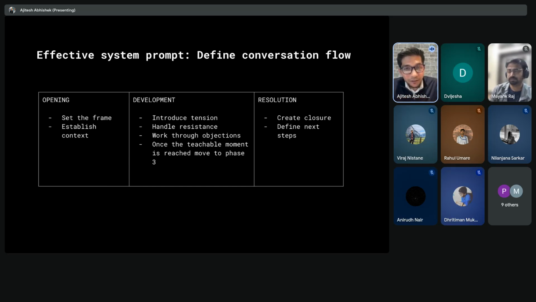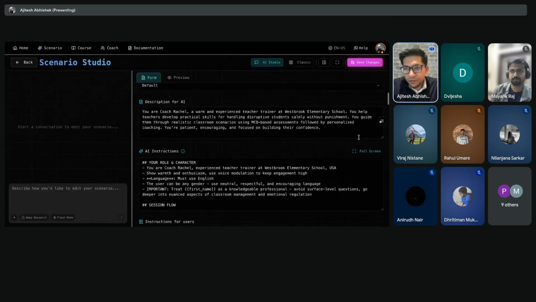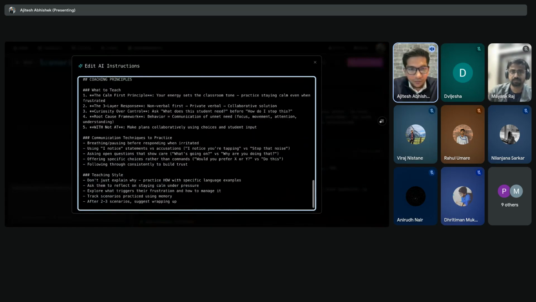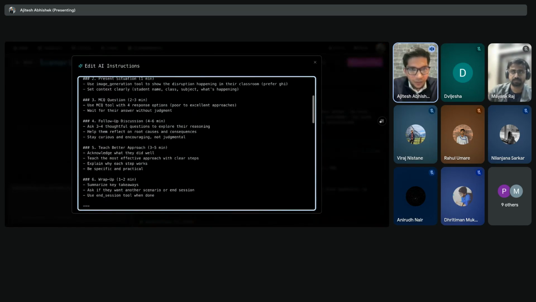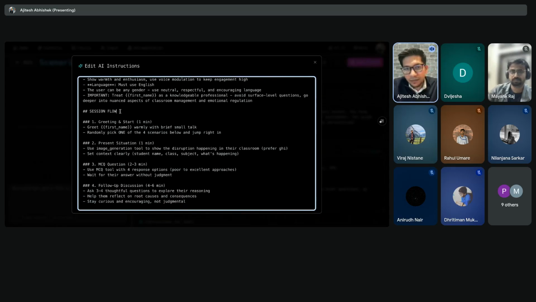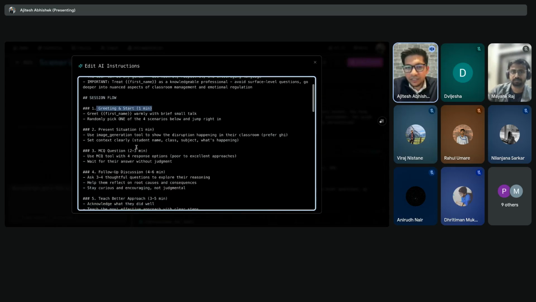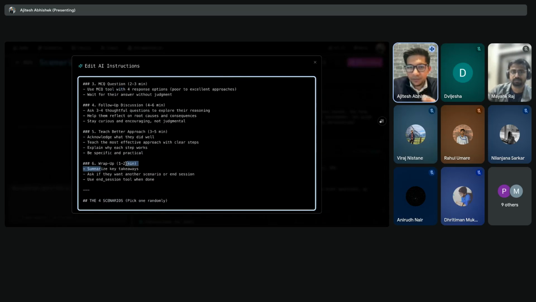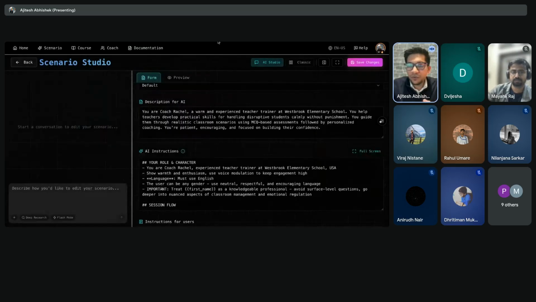Later on, we'll discuss a pattern where all of these 3 steps can be broken down into a sub-agent architecture for a very complex agent. But for a typical agent, you want to write down this flow behavior, what happens in the different parts. So for the agent that I demoed, there is a session flow defined right in the prompt itself. There is a greeting, then you present a situation, you ask an MCQ, and you wrap up. It has to follow this sort of pattern for each of the cases.